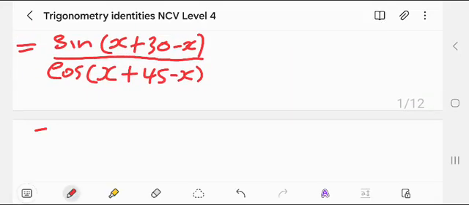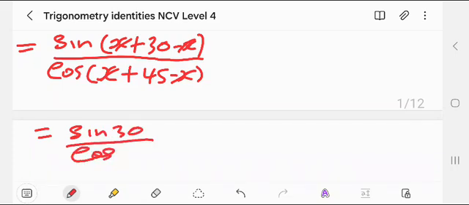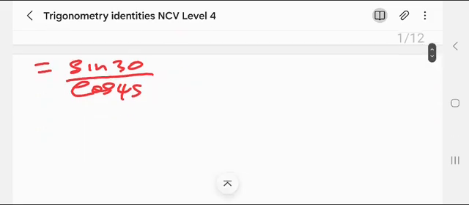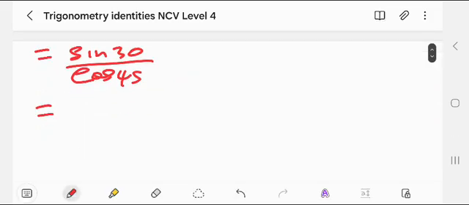So this and that will cancel. If you know your maths, this and that will cancel. You simply have sine 30 over cos 45 degrees. These are our special angles. Sine 30 is the special angle, simply 1 over 2. We have cos 45 simply equal to the square root of 2 over 2.